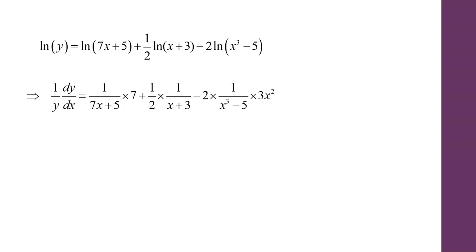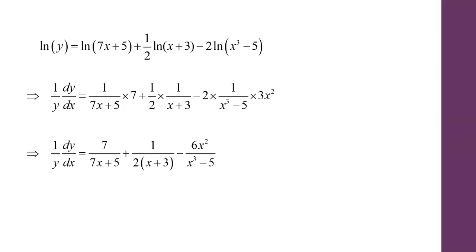Okay, so next is a matter of cleaning this up. So I have 1 over y dy over dx equals, I can combine the two middle fractions into 1 over 2 times x plus 3. The 7 in the first fraction ends up on the top, and on the last fraction, 2 times 3x squared is 6x squared, and that ends up in the numerator.